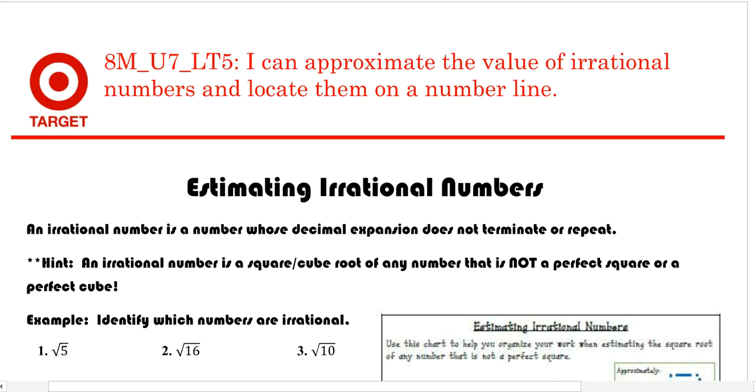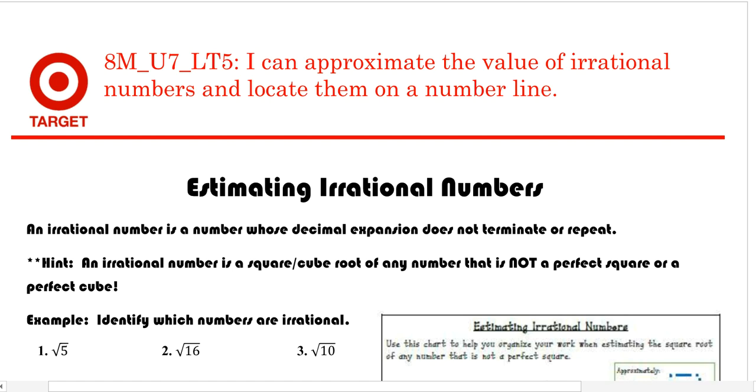Today we are going to be looking at Unit 7, Learning Target 5. I can approximate the value of irrational numbers and locate them on a number line. If you remember back from Learning Target 1, when we were identifying rational numbers versus irrational numbers, irrational numbers were defined as any number whose decimal expansion does not terminate or repeat. And we talked about a hint that lets us know if it's irrational.